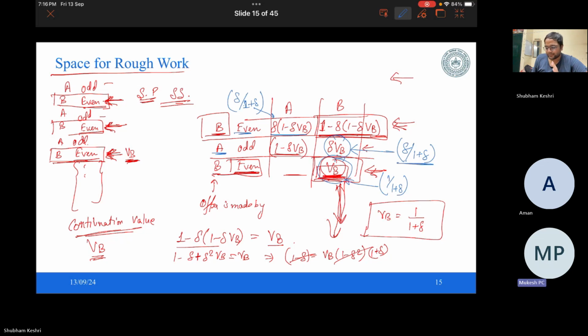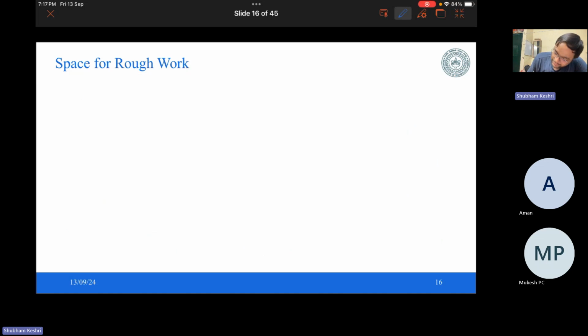Sorry, can you repeat? At the odd stage? At the odd stage, A is making an offer, right? Yes. So that offer will be delta by 1 plus delta, and that is the value B is getting, because that is the offer to B. Okay. So this is the offer A is making at an odd stage, and this is the offer B is making at an even stage. The offer for A is delta by 1 plus delta, and the offer for B is delta by 1 plus delta.